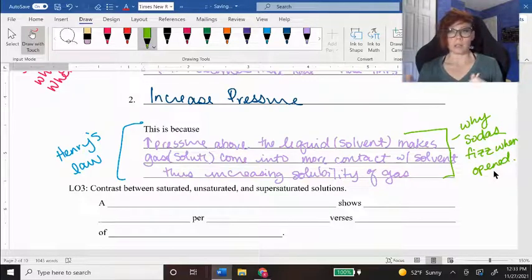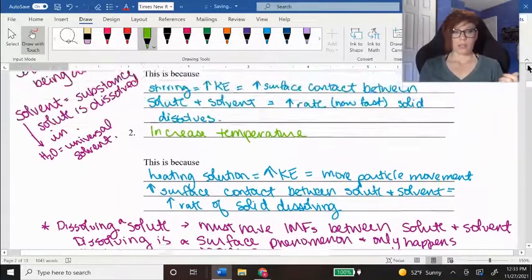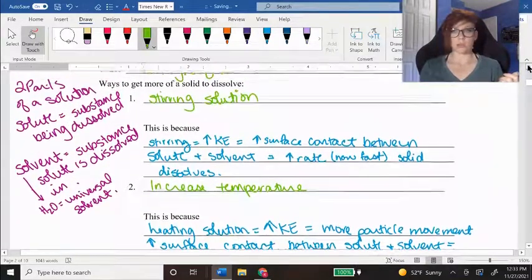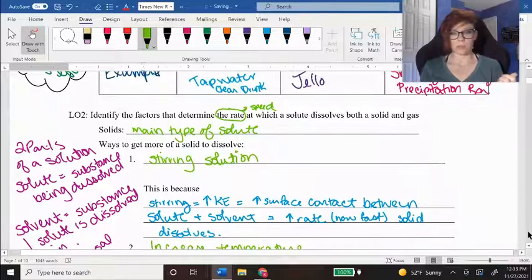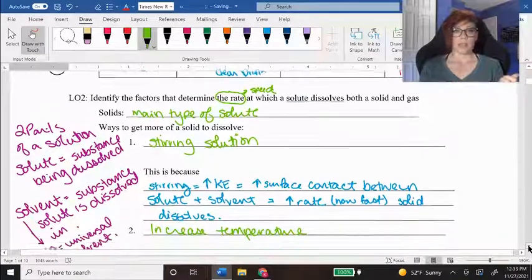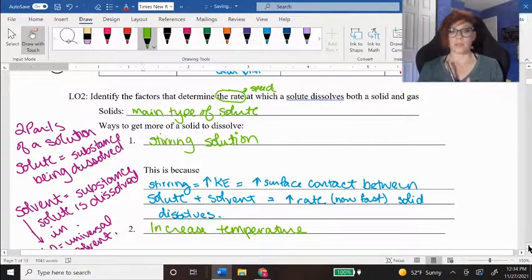Now, if you have a ton of pressure, like you've shaken the bottle up, yeah, it's going to come out. The liquid's also going to come out as the gas comes out because you've increased that kinetic energy again, which is going to cause it to come out. So again, this is unit 7, learning objective 2, which was to identify factors that determine the rate or speed at which a solute dissolves.